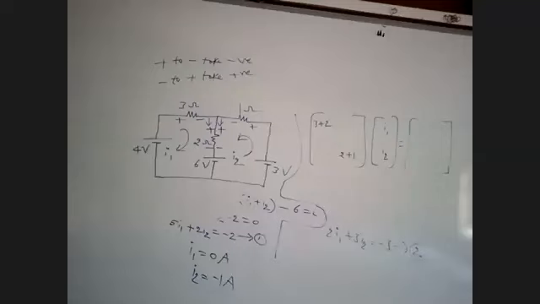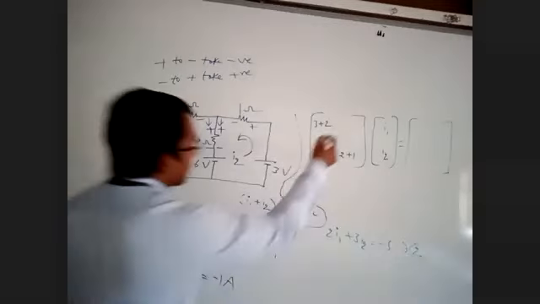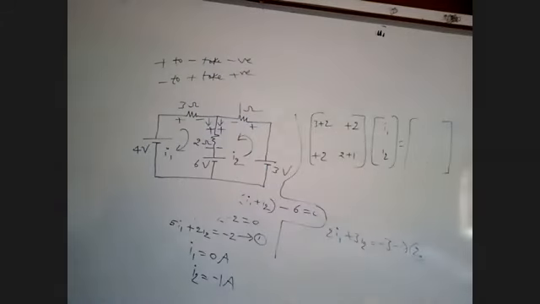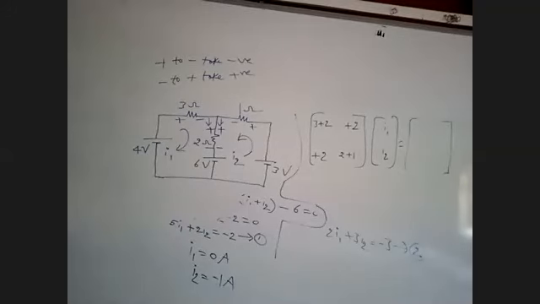Now come to the common elements, the element common to the first loop and second loop. Why am I taking +2? Both I1 and I2 are flowing in the same direction. That's why I am taking +2.